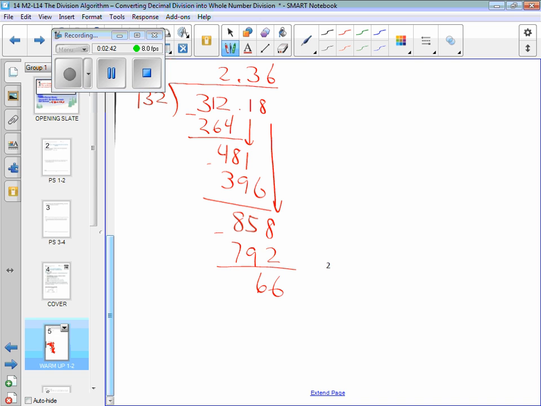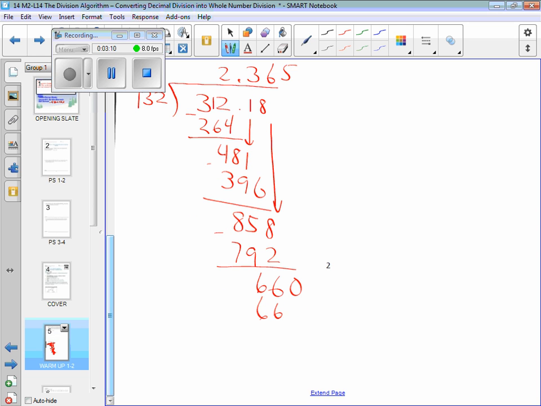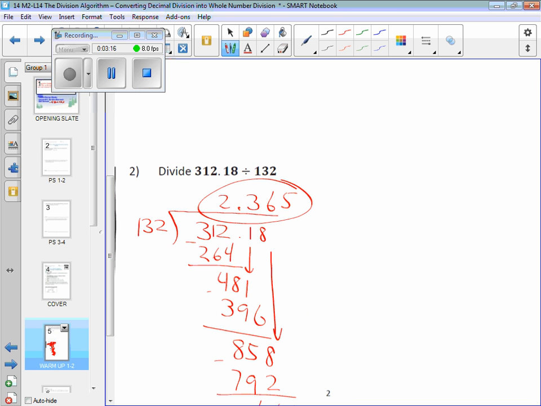Are we done? No such thing as remainders anymore in 6th grade. You keep going to termination. If you still have a remainder, keep bringing down zeros, and it'll either repeat or it will terminate. Now, luckily, 132 goes into 660 evenly, so it's going to terminate now. What was it? Yes. Final answer is 2.365.